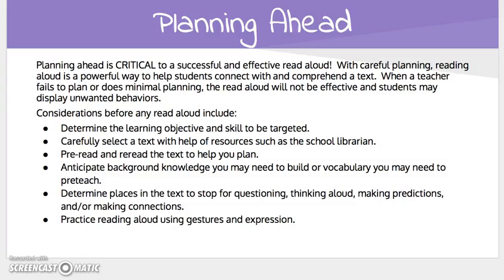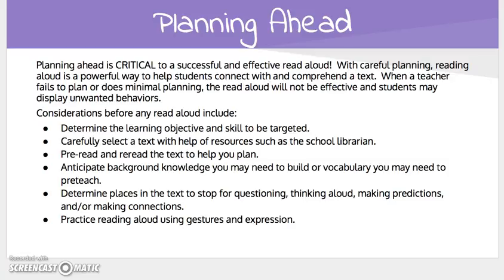So planning ahead is a critical step in the read aloud process. With careful planning, reading aloud is a powerful way to help students connect with and comprehend a text. When a teacher fails to plan or does minimal planning, the read aloud will not be effective and students may display unwanted behaviors. If you don't plan well, students may not be engaged, they may not be learning, they may be talking, they may be looking around the room. So we want to make sure we're planning this lesson carefully so that students are really interested and engaged in this lesson.